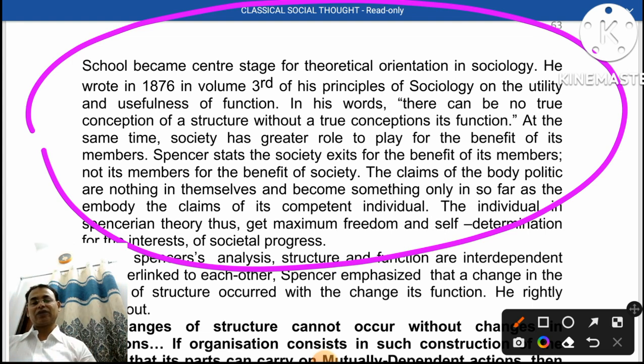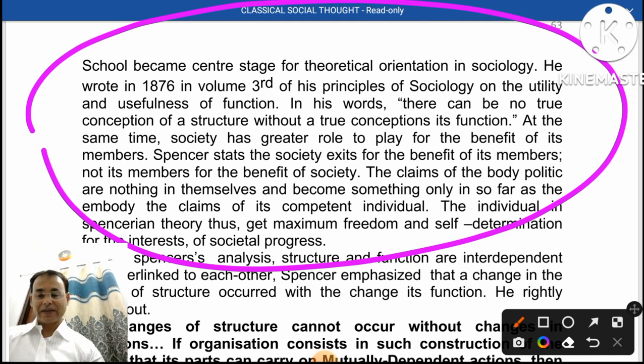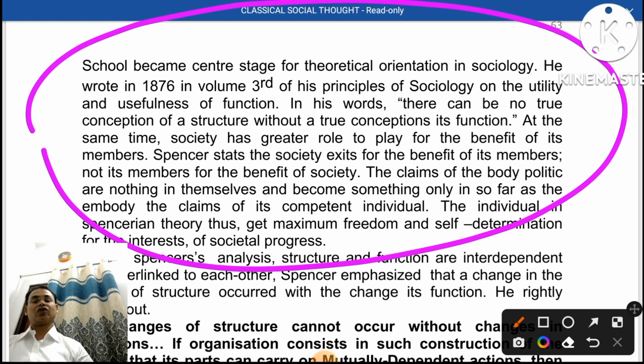At the same time, society has a greater role to play for the benefit of its members. One thing I would like to remind you is that this question is always asked in the UGC NET examination: first of all, which scientist described function and structure? So we should know that Herbert Spencer described structure and function first.